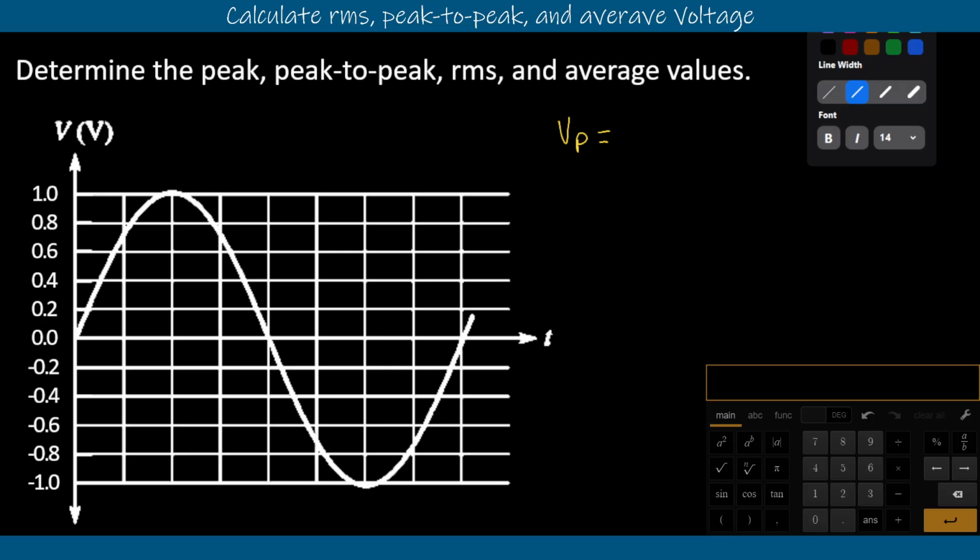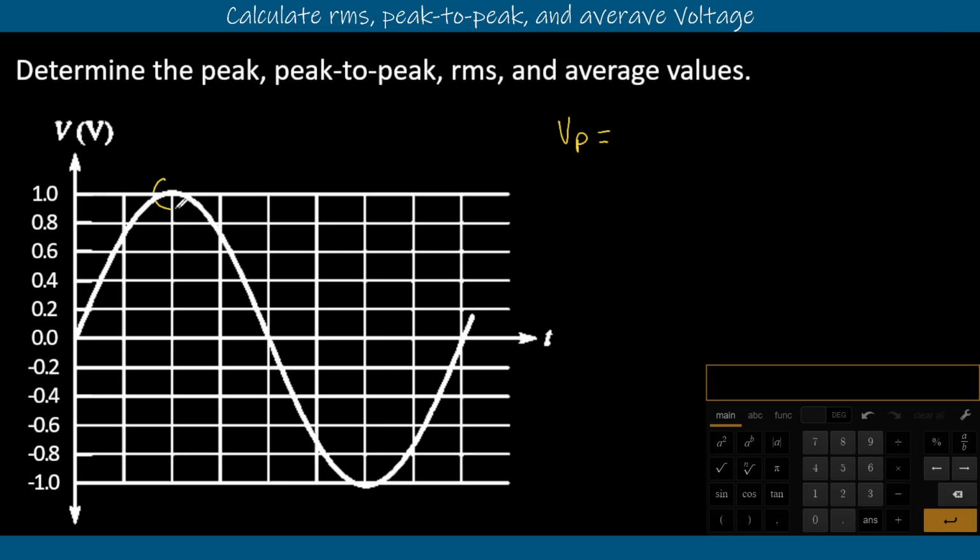We see that the peak voltage occurs at the very top of our waveform. We see that that happens at 1 volt. So we'll trace that over and see whatever number is there. That's our peak voltage, 1 volt. Right? Our peak-to-peak voltage is twice that, because our peak-to-peak has to go from the top up here and all the way down to the bottom here.